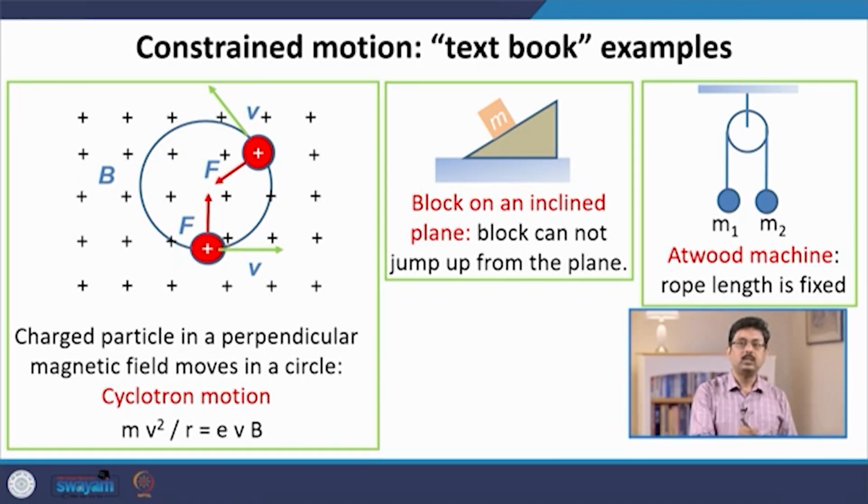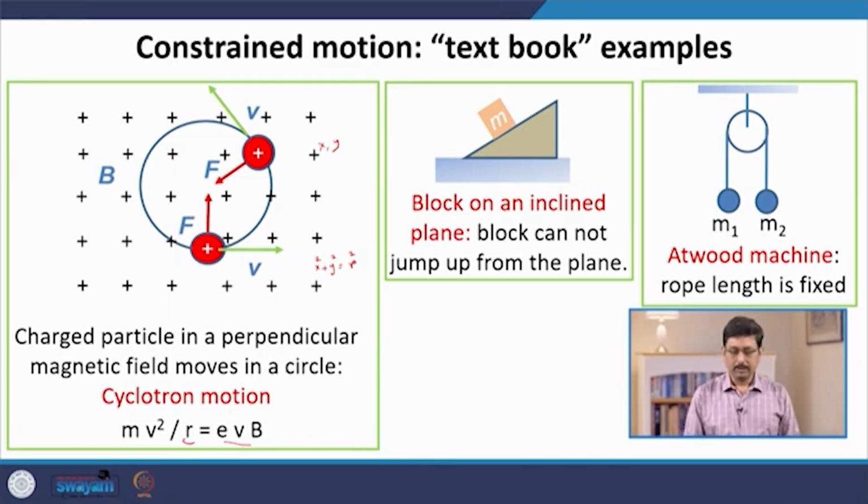This is a constraint: the coordinates of the particle, let us say x and y, are not independent. They satisfy the equation x squared plus y squared is equal to r squared, the radius of the circle. This radius is determined by the magnetic force the magnetic field exerts on the particle, which is given here by the product of the charge, velocity and the magnetic field.